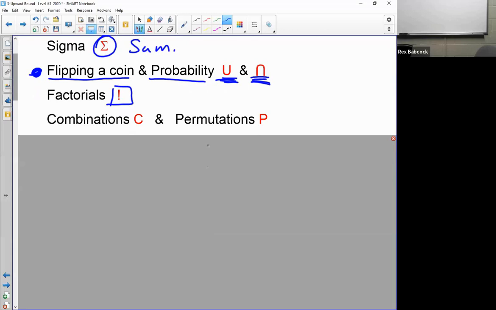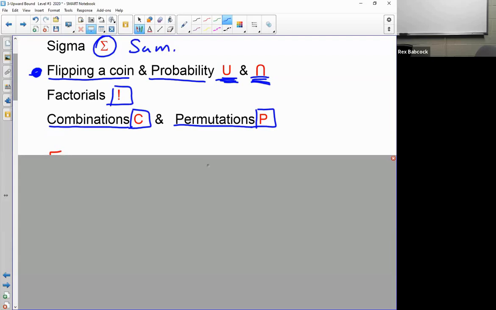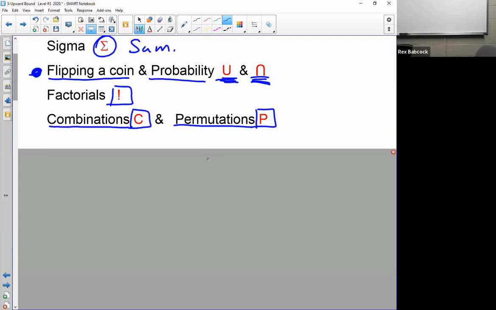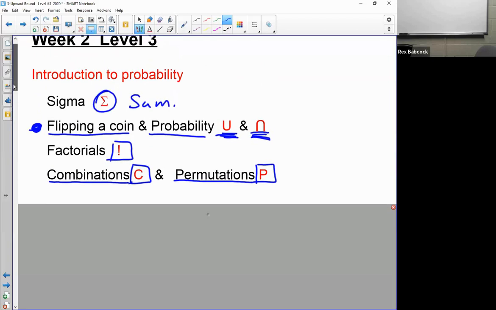And then we're going to talk about combinations. What does a combination mean in statistics? Capital C is that symbol. And what a permutation means in statistics. And capital P is that symbol. So those are the topics we're going to look at this morning.